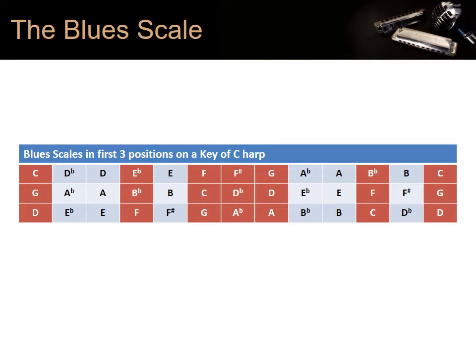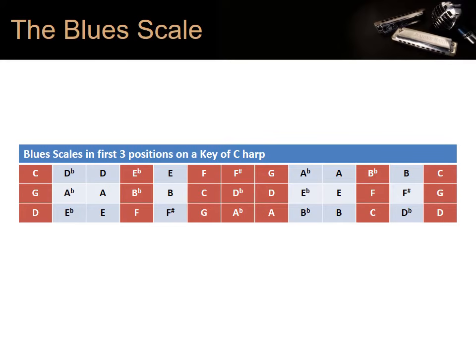So we have the blues scales in the key of C, G and D, and these keys represent the first 3 positions of the harmonica, or a harmonica in the key of C. So if you're playing in first position on a key of C harmonica, you're playing in the key of C. Second position, you're playing in the key of G, and third position on a key of C harmonica, you're playing in the key of D.